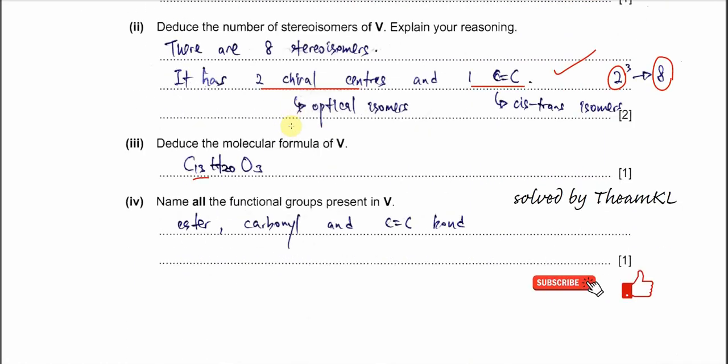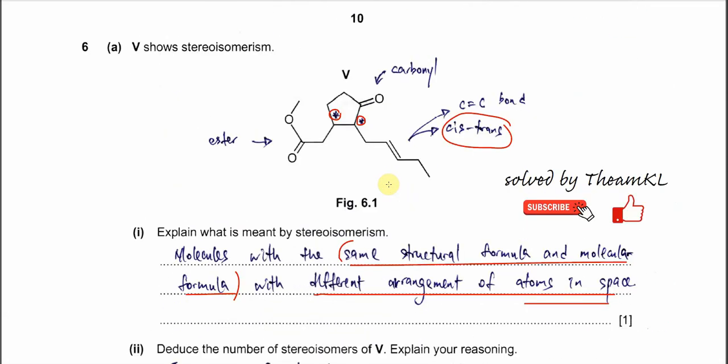Okay, part 4. Name all the functional groups in V. This one you need to follow the latest syllabus. In the latest syllabus, ester is still ester, right? So when you see this ester group, you just put ester as the functional group. And this one is, of course, ketone, because this carbon has 2 alkyl groups, so it's ketone.